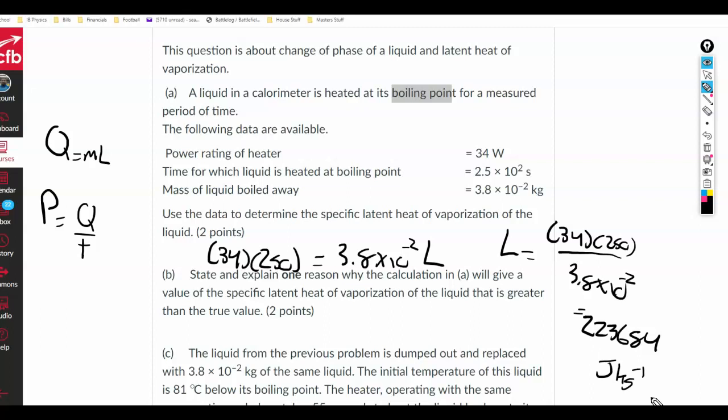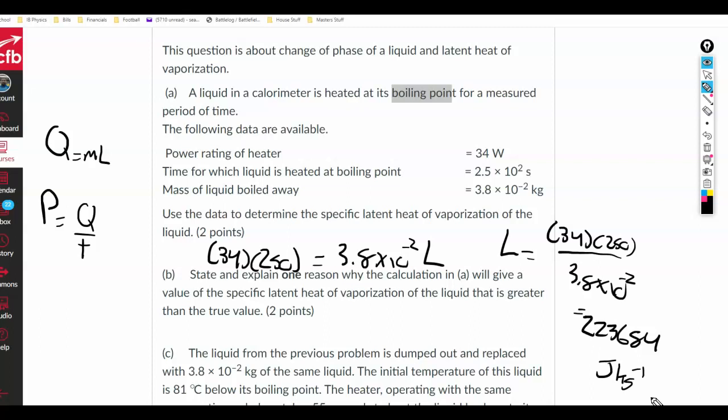Part B says, state and explain one reason why the calculation in A will give a value of the specific latent heat of vaporization of the liquid that is greater than the true value. So the first answer to this question, the reason the value of the calculation might be different, is that you're assuming that all of the heat goes into the liquid. In other words, you're assuming that there's no heat loss to the surroundings or to the container itself. That's one point.